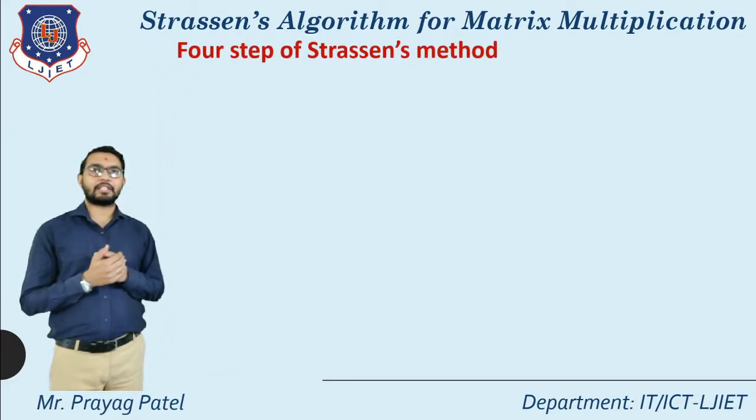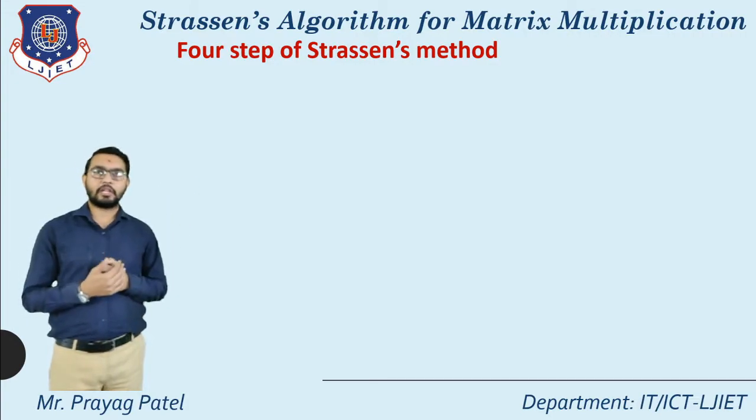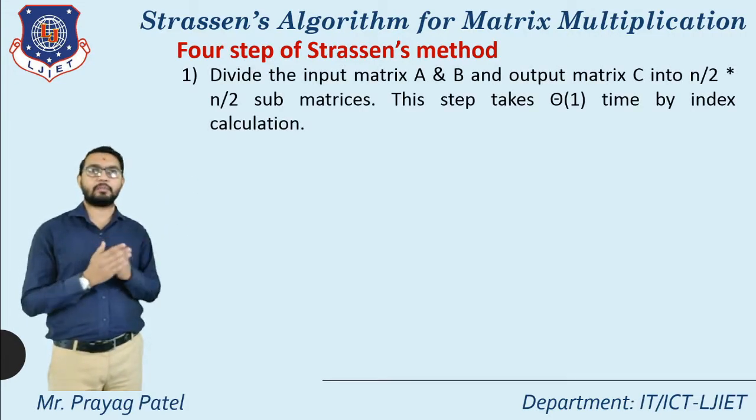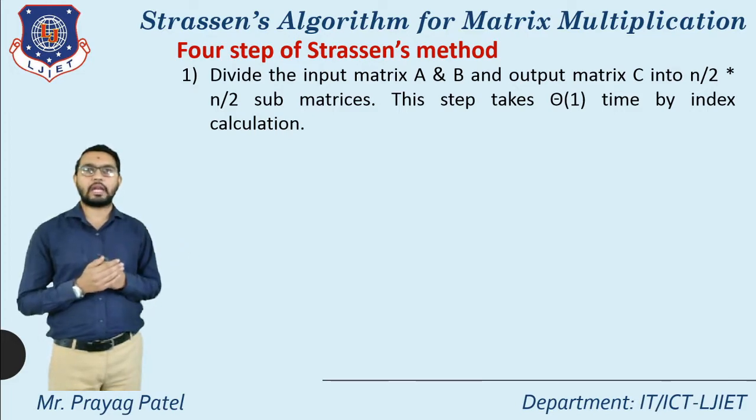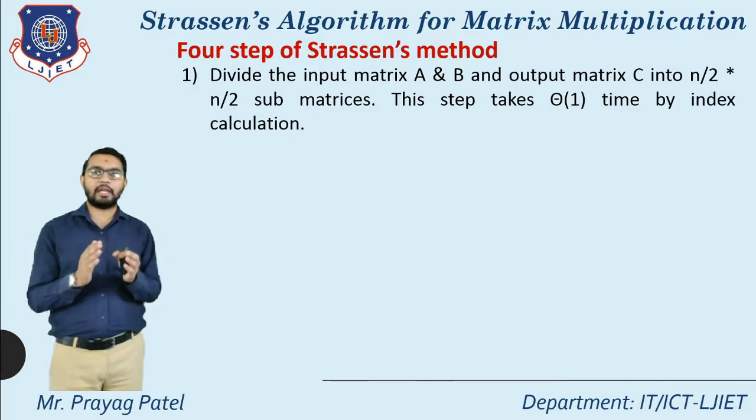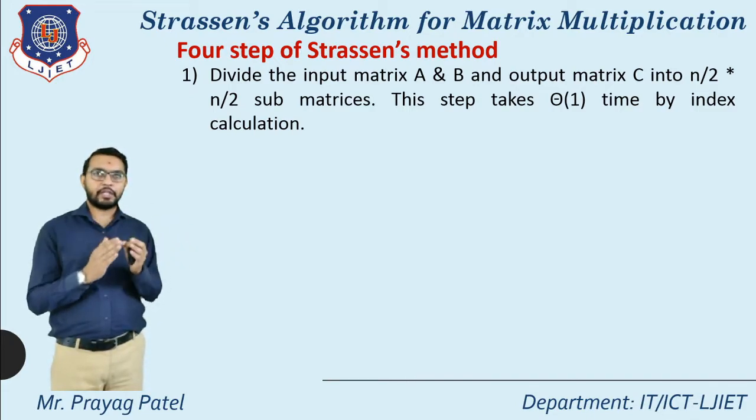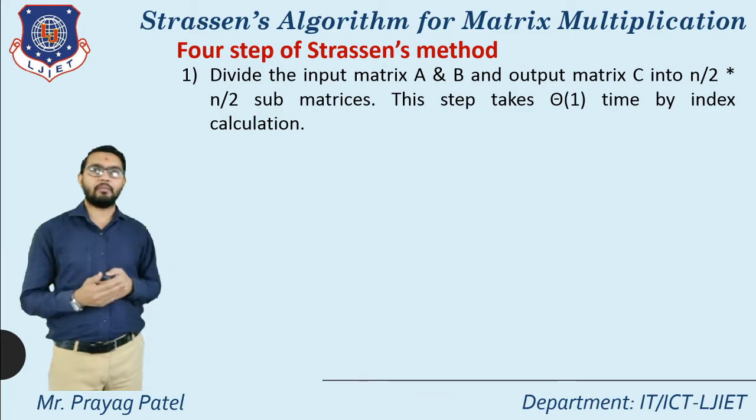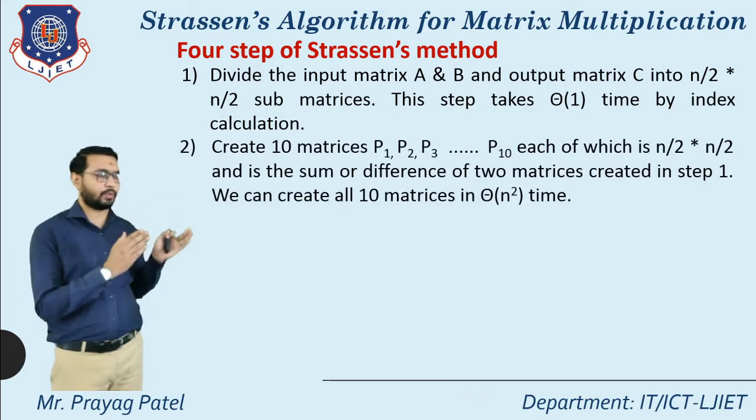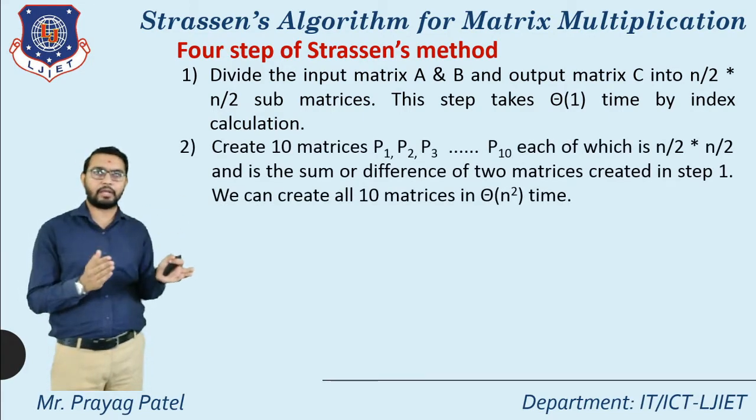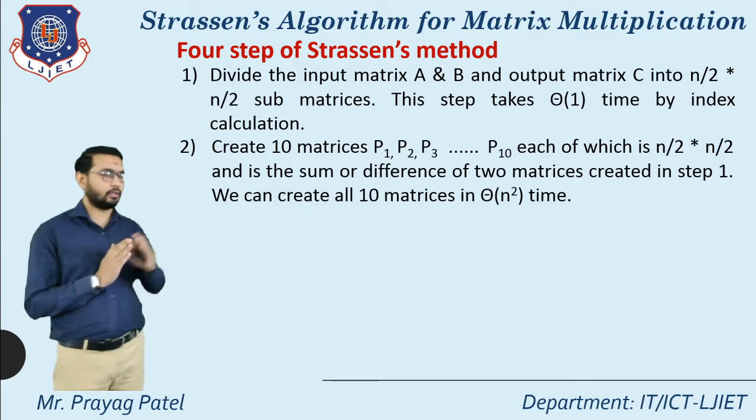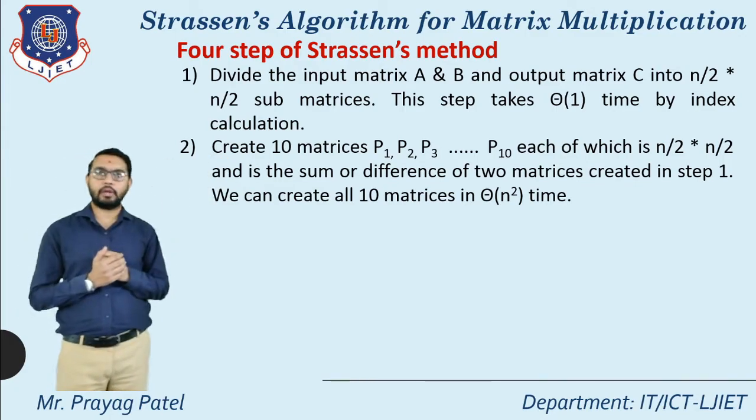Now consider the steps of the Strassen's matrix multiplication algorithm. First step: divide the input matrices A and B and output matrix C into n/2 cross n/2 submatrices. Means first divide the n size matrix into n/2 size submatrices. This step takes theta of 1 time because we simply divide the matrix into submatrices using simple index calculation. So time equals theta of 1.